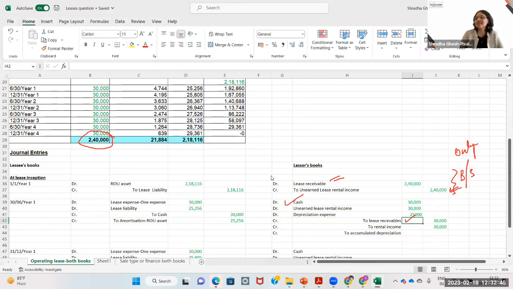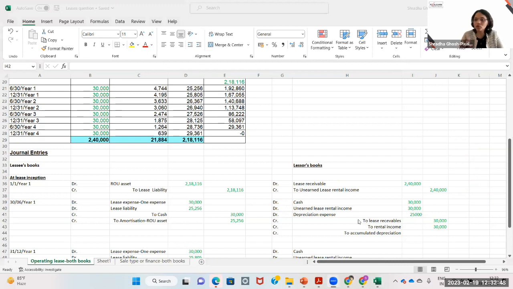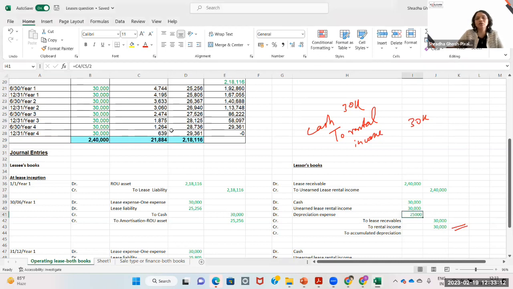See, this is a very roundabout manner of doing it. You could have also done a very simple thing. Forget about receivable and unearned revenue, just book cash. Isn't it the same thing, guys? On 30th of June, I will book cash, credit rental income. Rental income will become 30, cash will become 30, and I will keep on depreciating the asset the way I was depreciating it earlier. How much? 25,000.